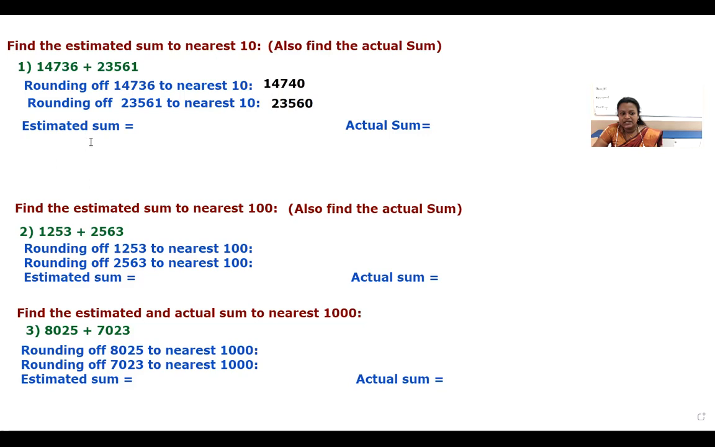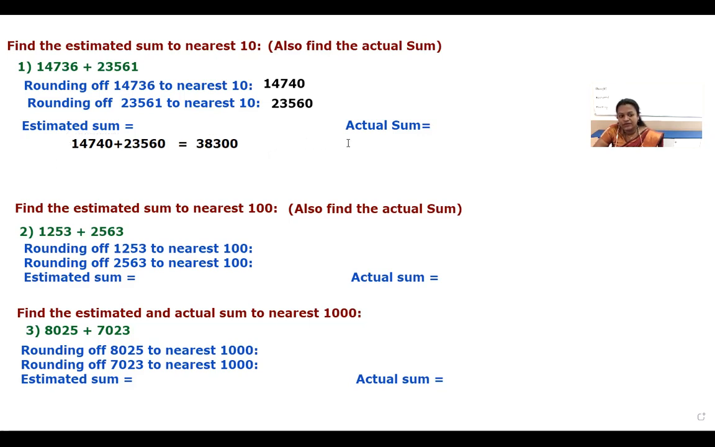Finally, we will be finding the estimated sum. So estimated sum, you will be taking the sum of the estimated numbers that we have received. 14,740 plus 23,560. If I have to add them up orally, 0 plus 0 is 0. We have 6 plus 4 as 10, 1 carry. 7 plus 5, 12 plus 1 is 13. 1 is carried again. We have 4 plus 3, 7 plus 1 is 8. And 1 plus 2 is 3. So we have the final estimated sum as 38,300.